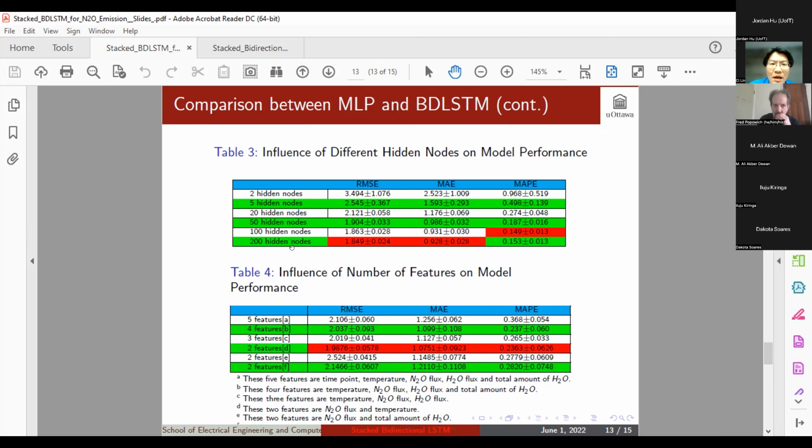But we chose 2 hidden nodes, 5, 10, 15, 20, and 100 nodes. We can see that as more and more hidden nodes are added into the model, the model becomes more and more accurate. When the number of hidden nodes goes beyond some value, the added accuracy is so trivial, right? And between 100 hidden nodes and 200 hidden nodes, we can see the accuracy didn't change too much, it didn't increase too much.